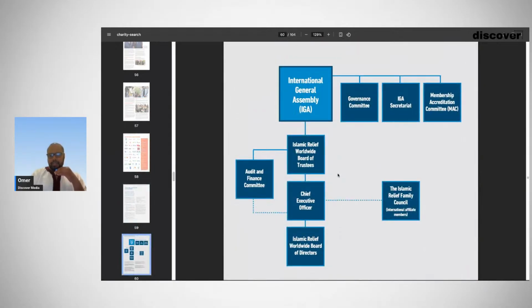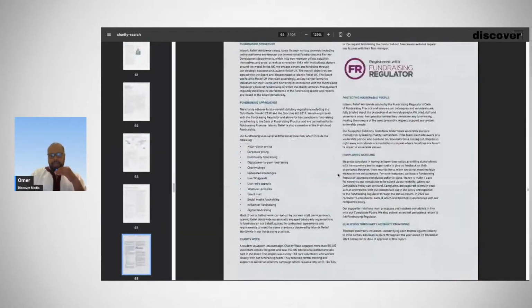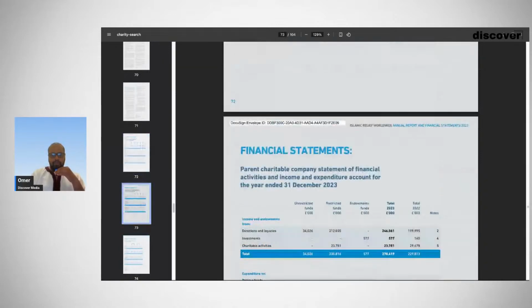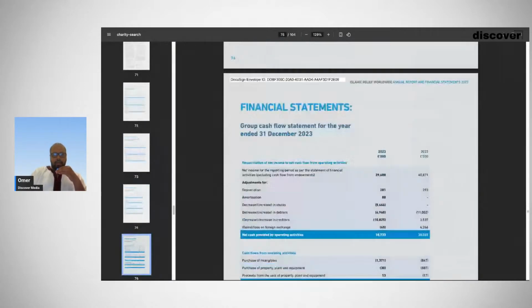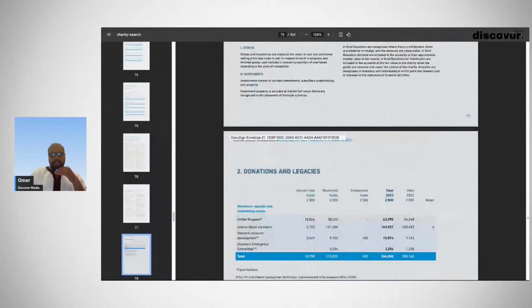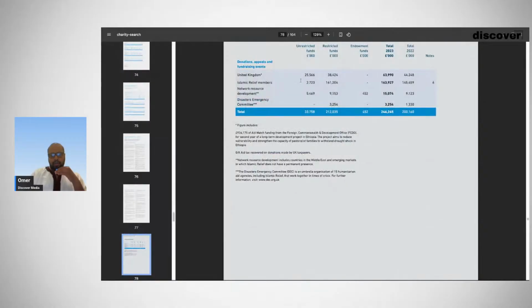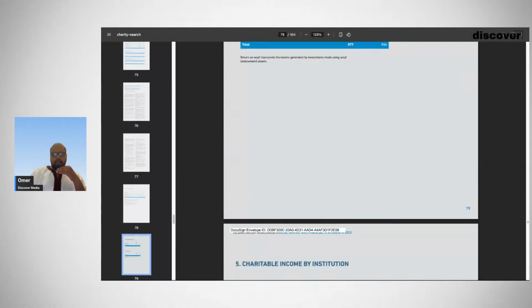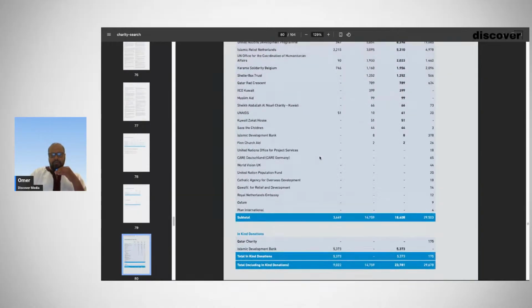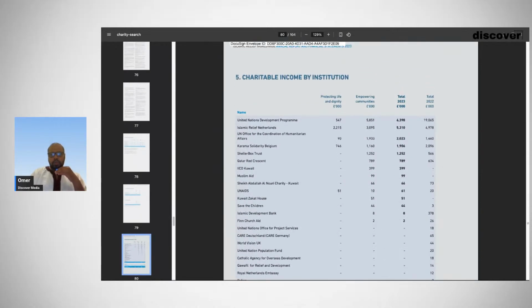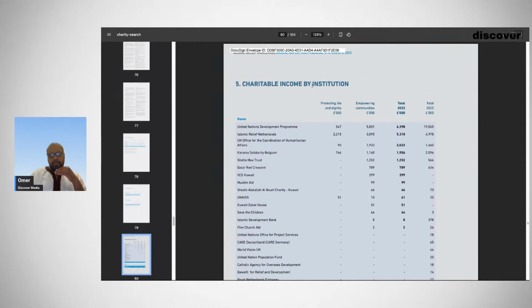We want to look at their income. This is a long report, and it tells you how they've raised their money, restricted versus unrestricted, and if they have any investment. So it will tell you here, look, this is the income by institution.